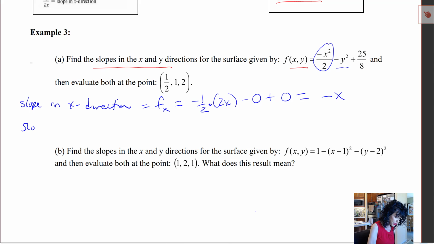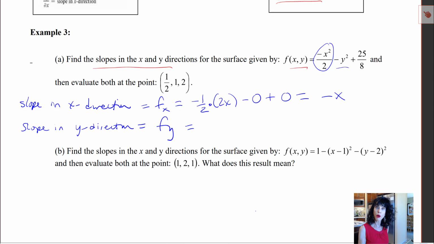Okay? The slope in the y direction will be the first partial of f with respect to y. And after we get done with this, we'll evaluate both at the point. So when you differentiate negative x squared over 2 with respect to y, since there are no factors of y in this whole term, that's 0. And then the derivative of minus y squared with respect to y is negative 2y, and of course 25/8 has a derivative of 0. So this is just going to be negative 2y.